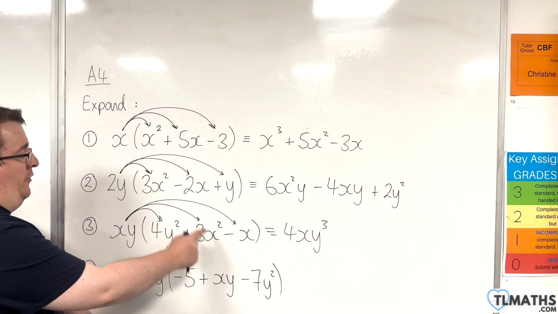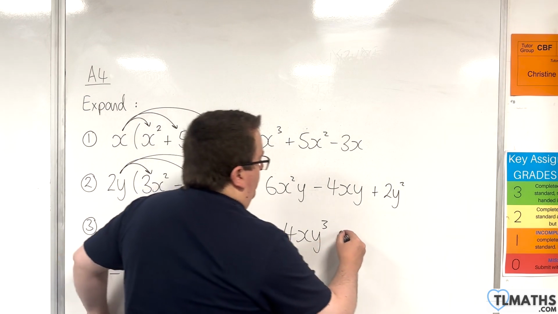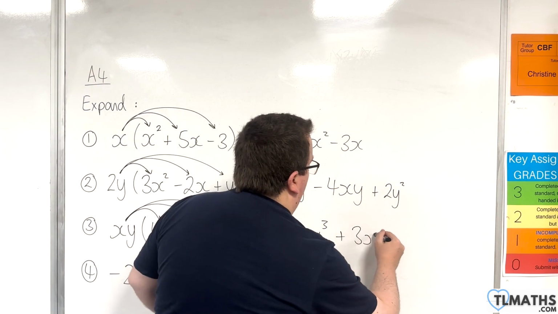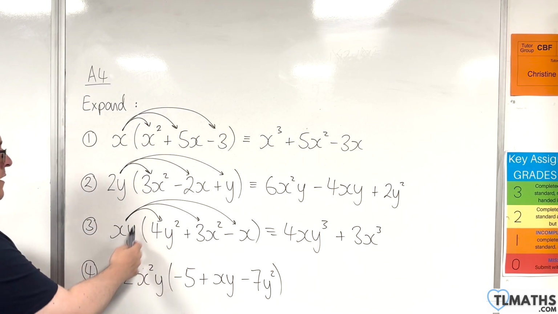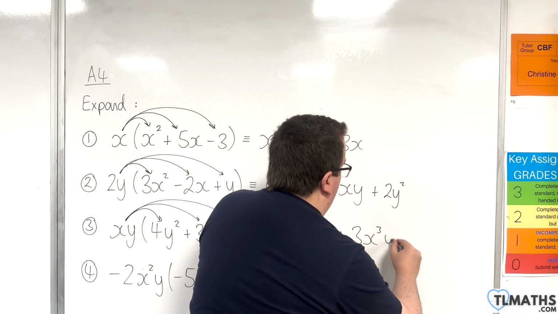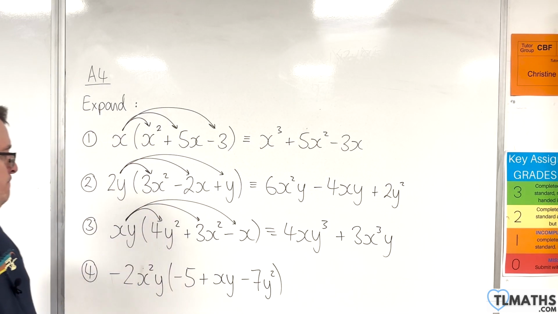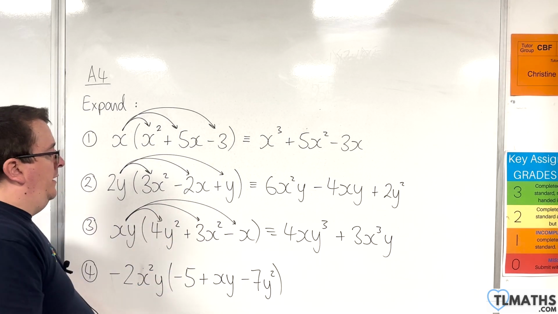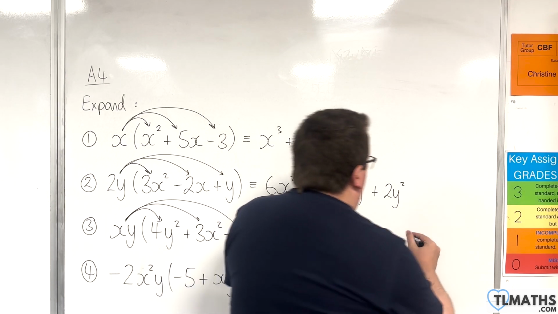So then xy times 3x squared will have 3, then we've got x times x squared, so x cubed, and then y just multiplied by 1, so we've got one single y. And then we have xy times minus x, so that'll be minus x squared y.